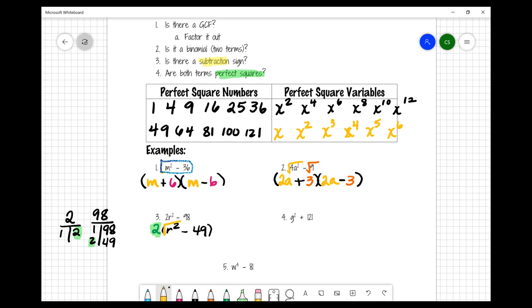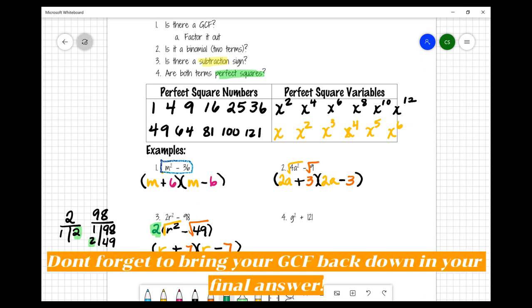So the square root of r squared is r. The square root of 49 is 7. One binomial gets a plus sign, one binomial gets a minus sign. Well, what about this greatest common factor of 2 that we highlighted and left out earlier? I just bring it down.